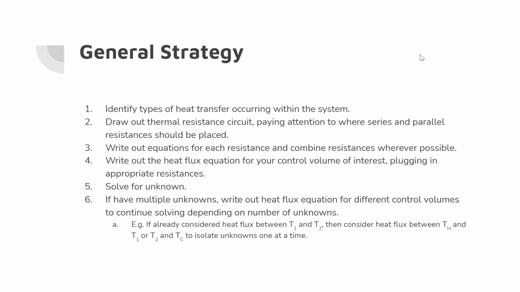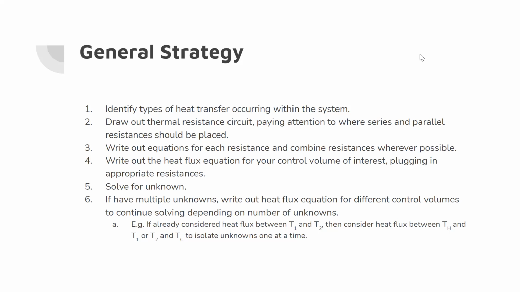And then here is a list of general strategies for using this approach. So first, you'd want to identify the types of heat transfer occurring within the system. Then you want to draw out the thermal resistance circuit, paying attention to where the series and parallel resistances should be placed. Then you can write out the equations for your resistances and combine resistances wherever possible to simplify a larger problem into a simpler one. And then you can write out the heat flux equation for your control volume and then plug in the resistance equations that you just wrote out. Then you can solve for your unknown.